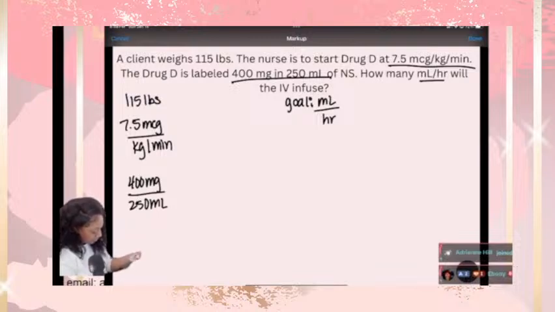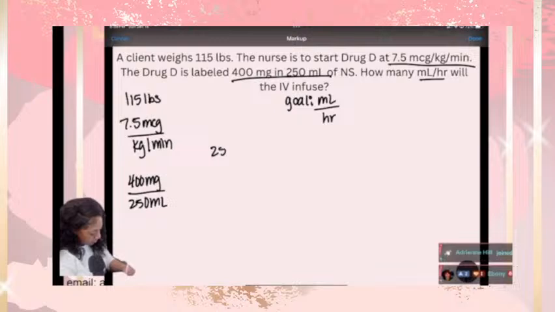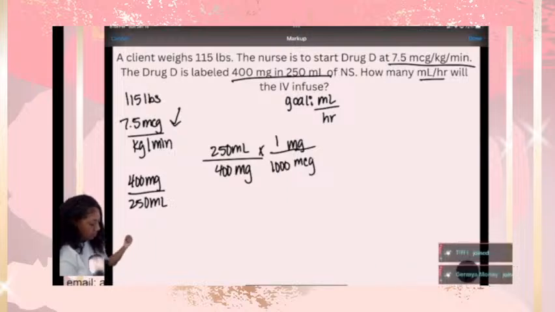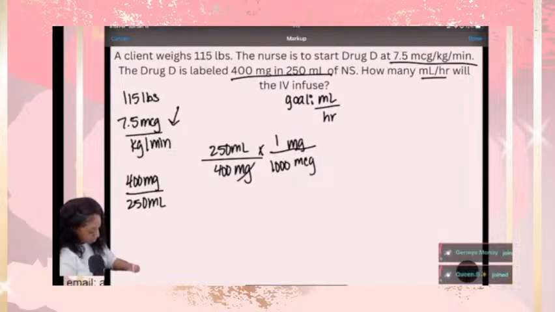We are looking for milliliters over hour. So 250 milliliters over 400 milligrams. Okay, so we have milligrams at the bottom. We have micrograms in our order. So we'll need a conversion, right? So milligrams on the top, micrograms on the bottom. There are 1,000 micrograms in 1 milligram, okay? So then milligram crosses out.